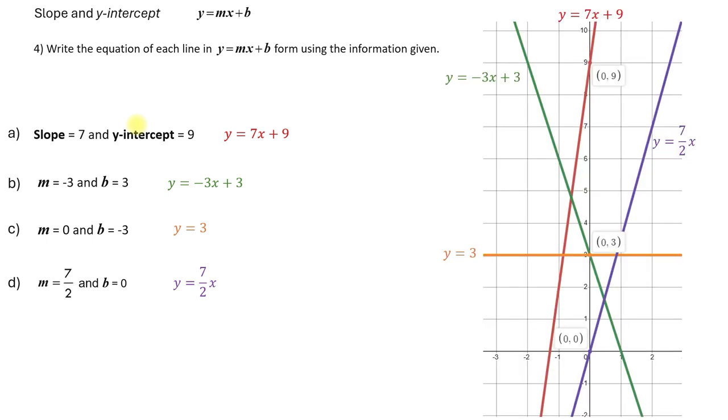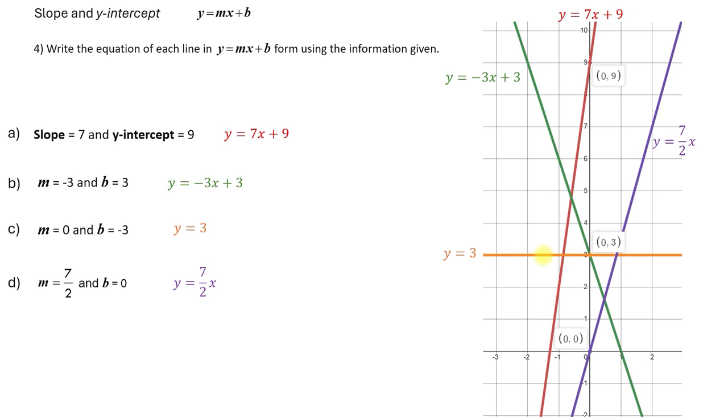And here's what the various graphs will look like. 7x plus 9 is this line right here. This negative slope, -3x plus 3, is right here. This orange line right here, y equals 3.